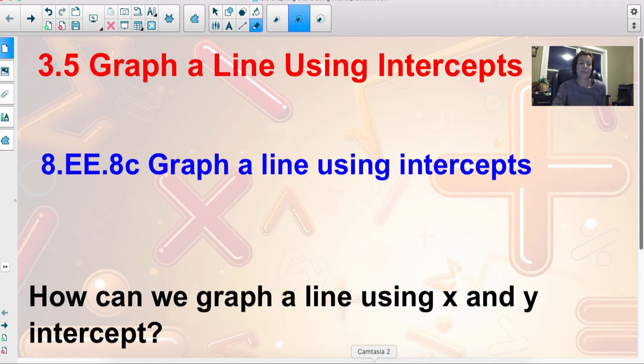Hi, today's lesson is 3.5, graph a line using intercepts. Our essential question is how can we graph a line using the x and the y-intercept?